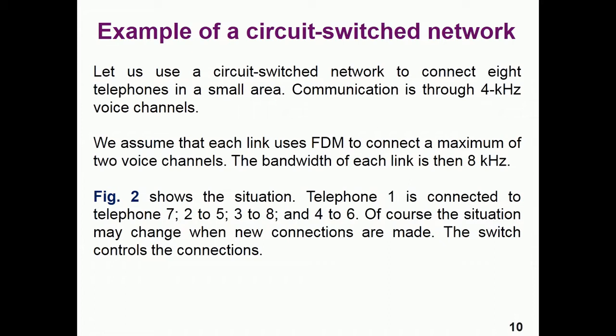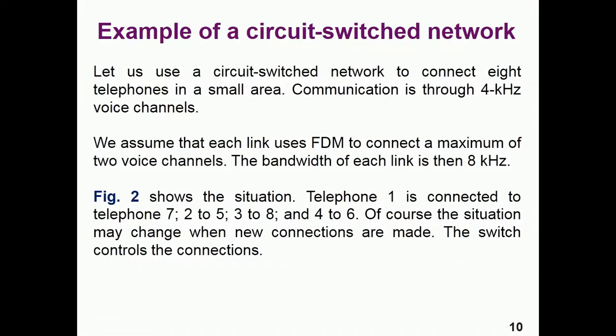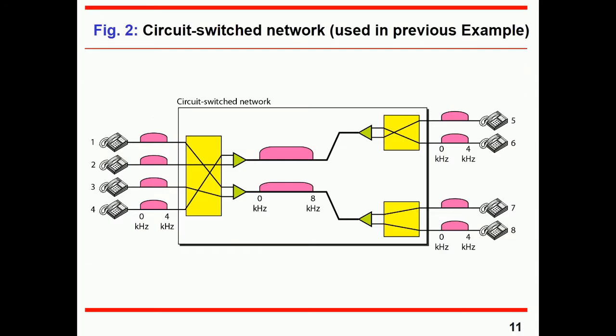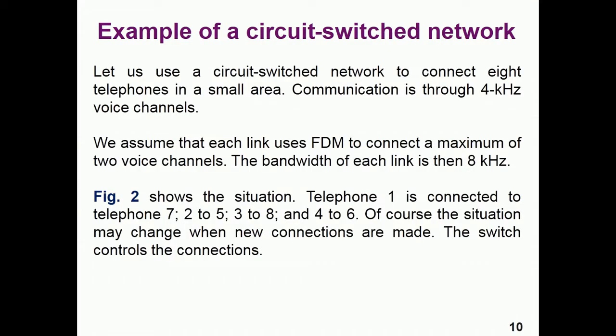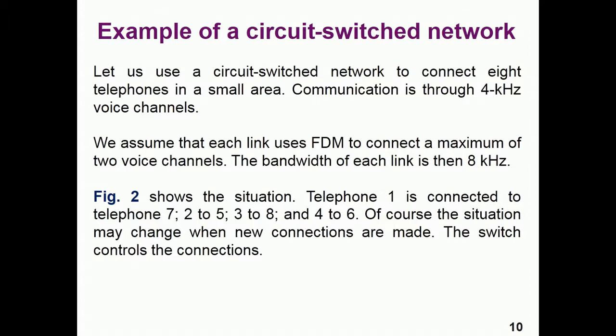There are different telephones 1, 2, 3, 4, 5, 6, 7, 8, and this shows how these telephones are connected using circuit switched networks. Telephone 1 is connected to telephone 7. Telephone 2 is connected to 5. And 3 to 8 and 4 to 6. Of course, this situation may change when new connections are made.